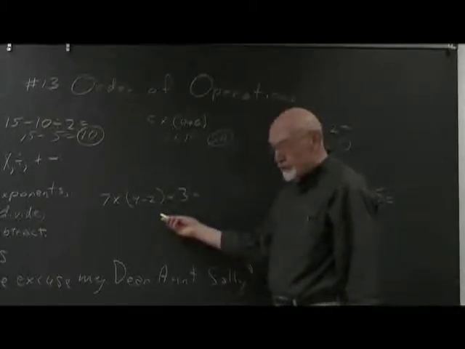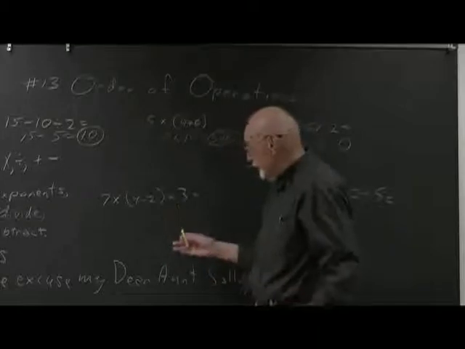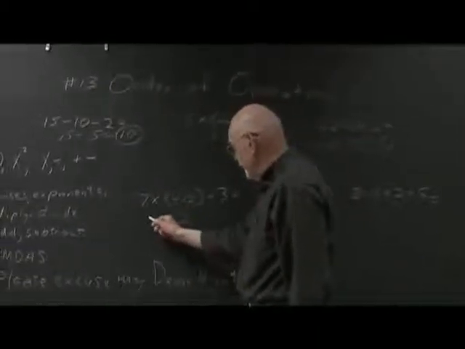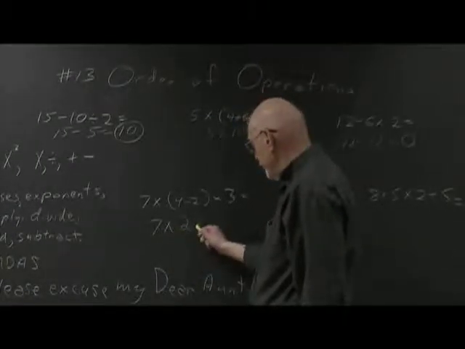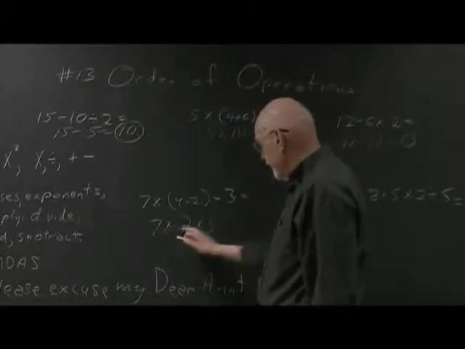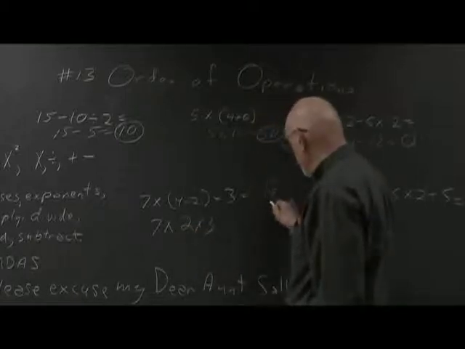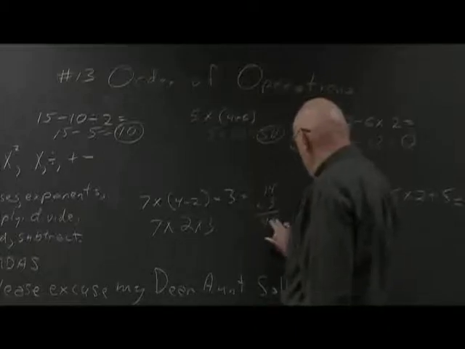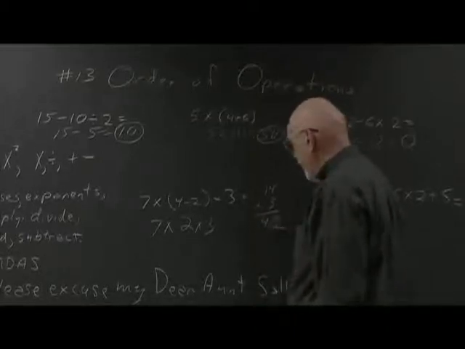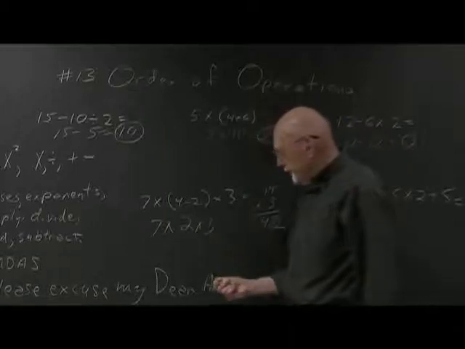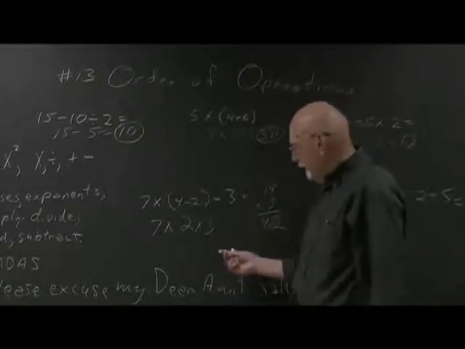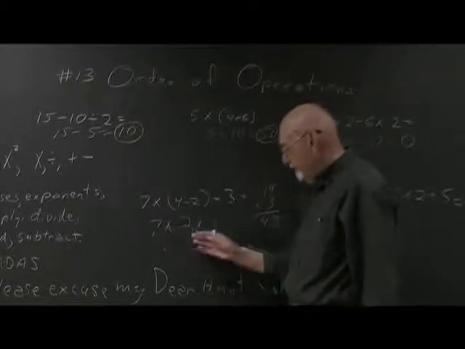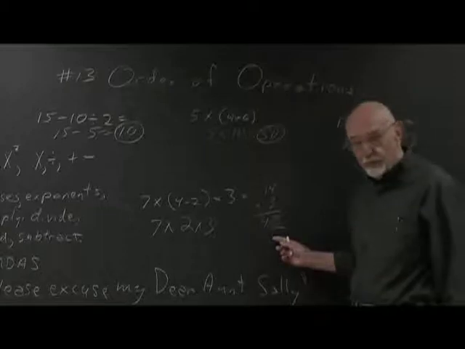And here another parentheses, that should jump out at you as what you always do first. 4 minus 2 is 2. Now we have 7 times 2 times 3. 7 times 2 is 14, and when you multiply 14 by 3, you get 42. The multiplication is equal. So if you did 2 times 3 is 6, then you'd have 7 times 6, which also equals 42.